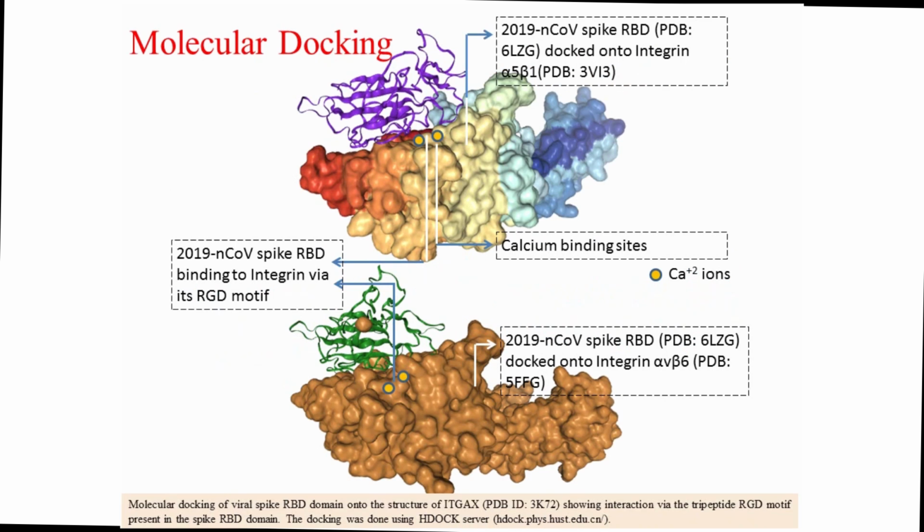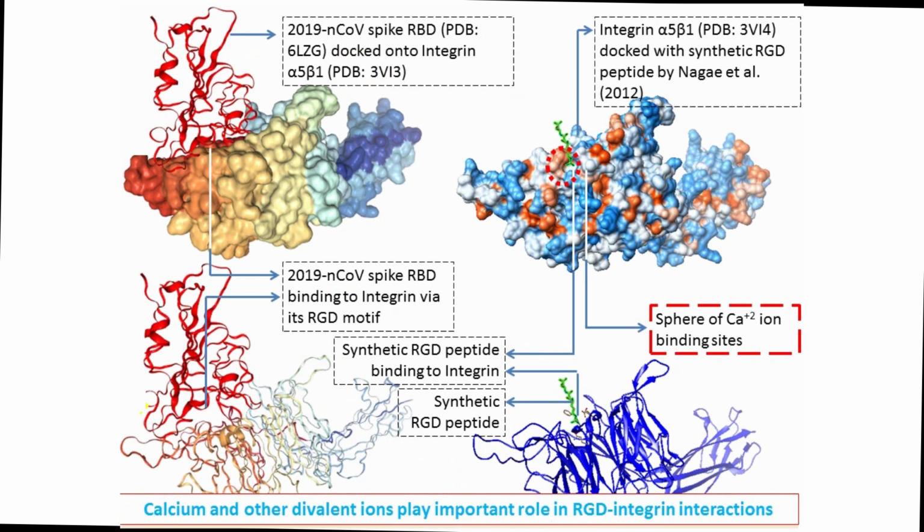I did some bioinformatics-based molecular docking and found that the 2019 novel coronavirus binds to the host cell integrins precisely through these RGD motifs. And a number of calcium binding sites have been predicted around and in the vicinity of the RGD-integrin docking site. This implicated that calcium and other divalent ions may be playing an important role in establishing these attachments.